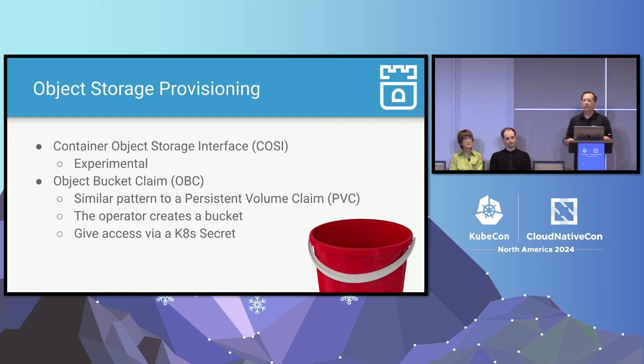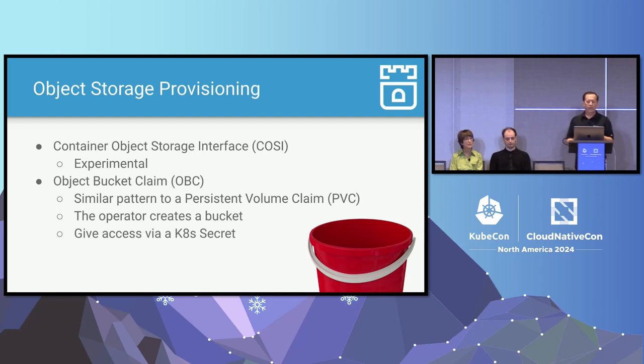Another feature is, with RWO and RWX volumes, block and file, you're used to provisioning them with the CSI driver and mounting them to your pod. Well, what about the S3 endpoint when you're using object storage? Kubernetes doesn't have this pattern. Well, if you're familiar with the COSI effort, Container Object Storage Interface, that is an effort to define a standard way in Kubernetes of accessing buckets and provisioning them. So this is currently experimental. Rook has a full implementation.